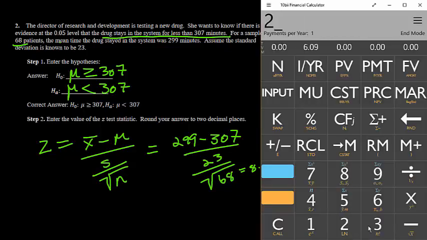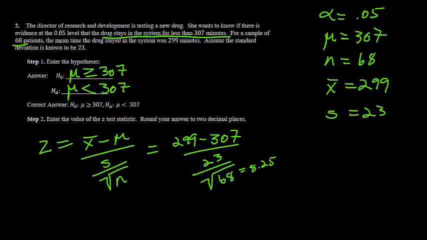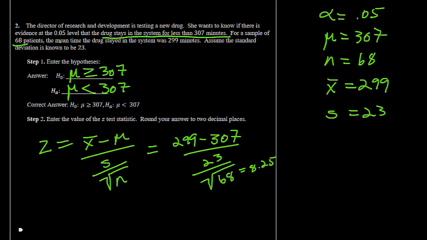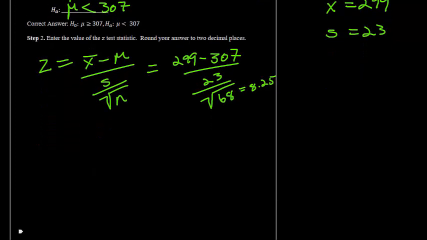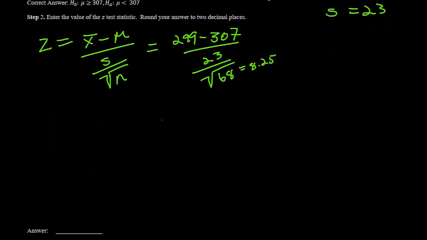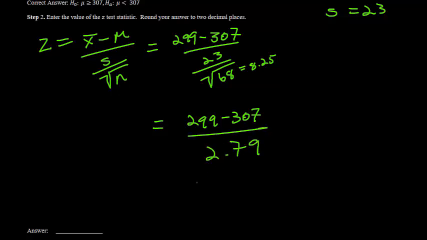Calculator. 23 divided by 8.25 is equal to 2.79. So my denominator is going to be 2.79. Let's give ourselves a little bit more space here. Let's scroll that down. So let's go back. So this is going to be equal to 299 minus 307 divided by 2.79, which is equal to what?